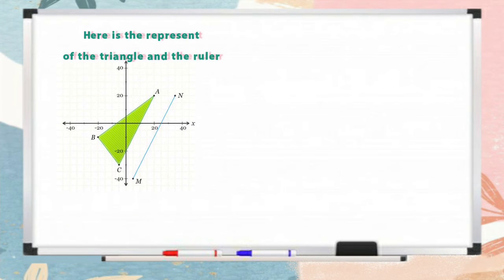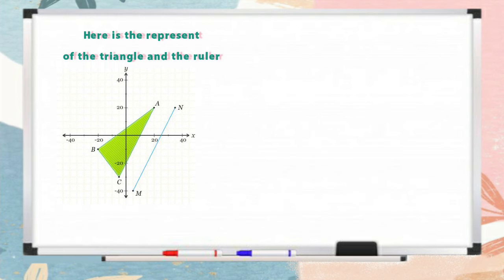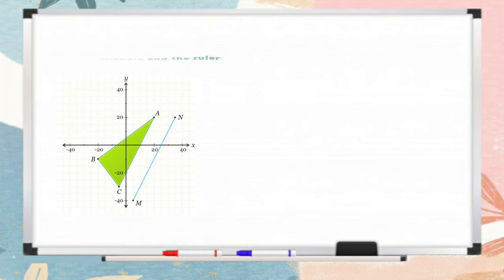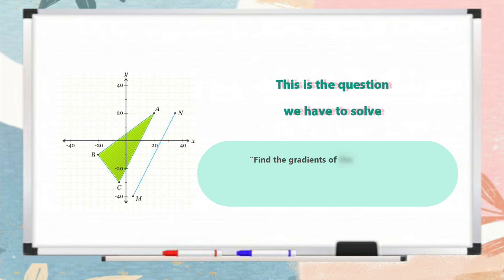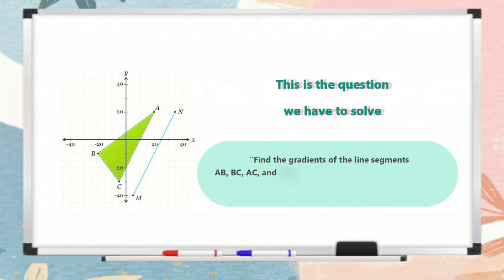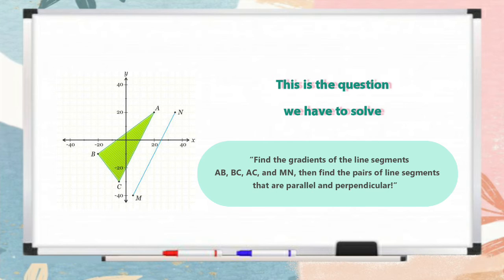Okay. From that condition, we can represent the triangle and the ruler like on this graph. And this is the question we have to solve. Find the gradients of the line segments AB, BC, AC, and MN. Then, find the pairs of line segments that are parallel and perpendicular.